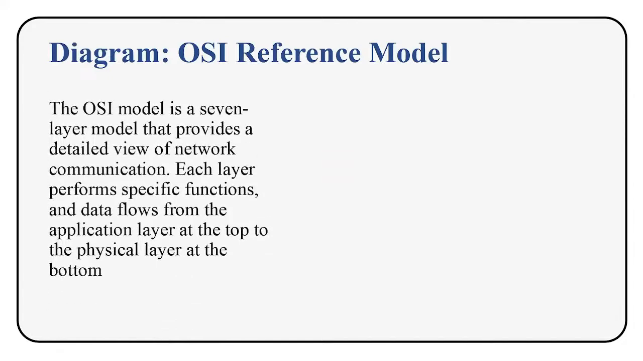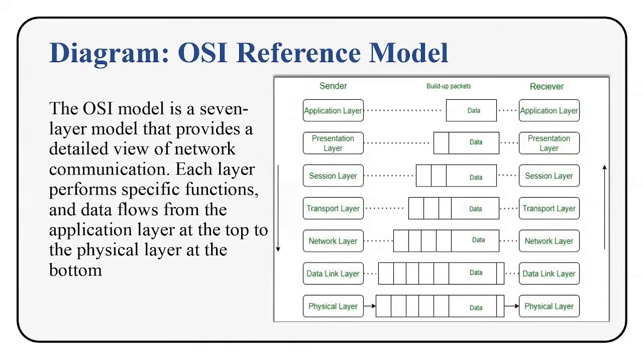So this is the diagrammatic representation, and here you can see the sender, the built up packets, and the receiver. The OSI model is a 7-layer model that provides a detailed view of network communication, and each layer performs specific functions, and data flows from the application layer at the top to the physical layer at the bottom. So from application layer to physical layer, what are the 7 layers? Application layer, presentation layer, session layer, transport layer, network layer, data link layer, and physical layer.